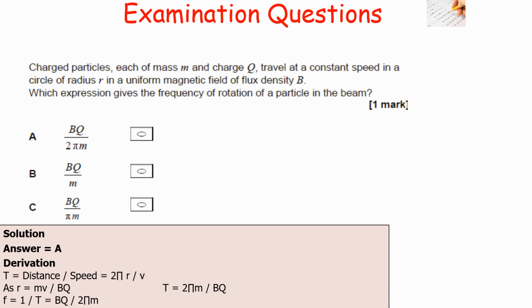When we rearrange that all through, we can say r is equal to mv over bq. Now we know therefore that t, time, is going to be 2 pi m over bq, because we've just linked it in there because we know what r is going to be. So frequency is 1 over time, so we can flip it over and say it's bq over 2 pi m, so we can therefore get our answer to be A.